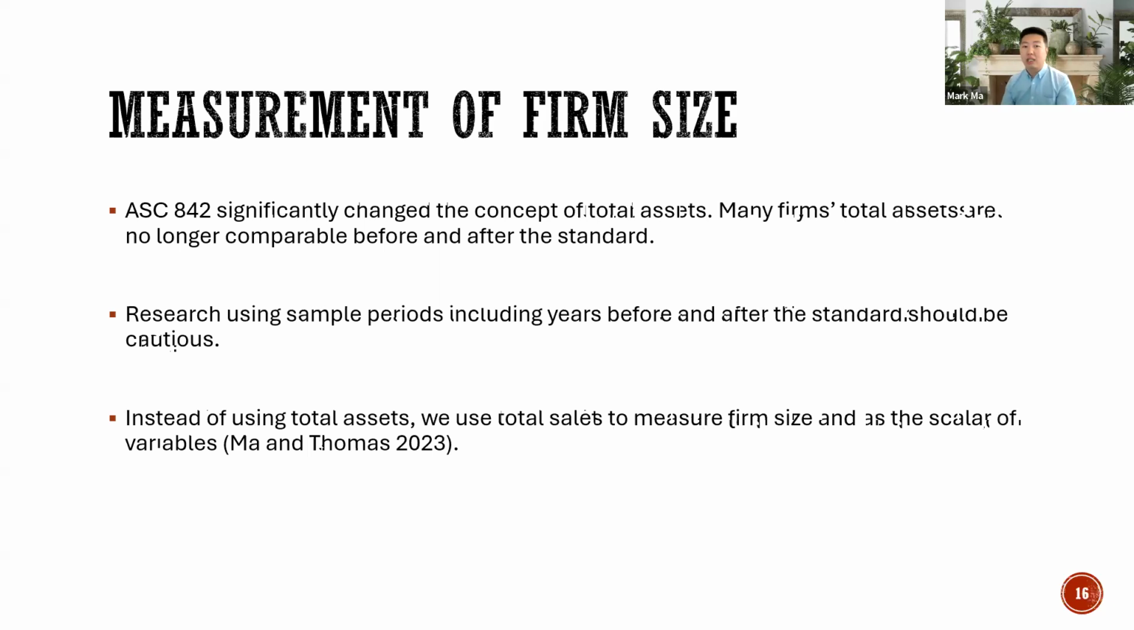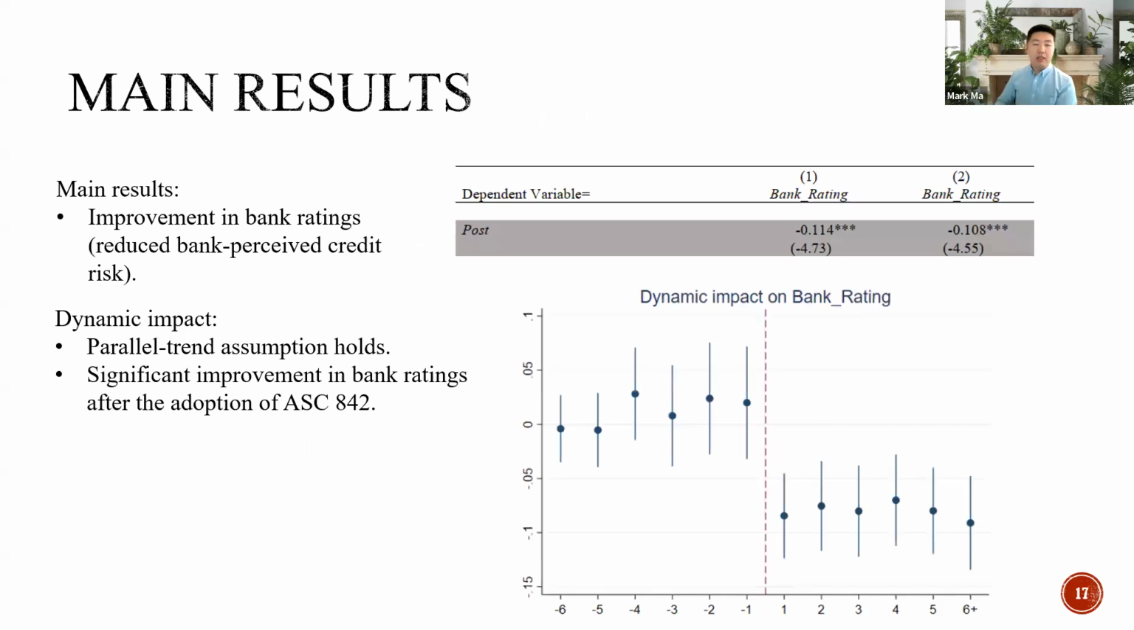Therefore, instead of measuring firm size using total assets, we measure firm size using total sales. And we also use total sales as the scalar instead of total assets in tests when we need to do such scaling. This is consistent with my prior paper with Wen. So here are the main results. The coefficient on this post indicator shows the change in the bank rating after the implementation of ASC 842.